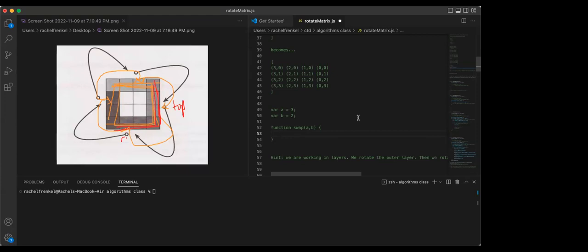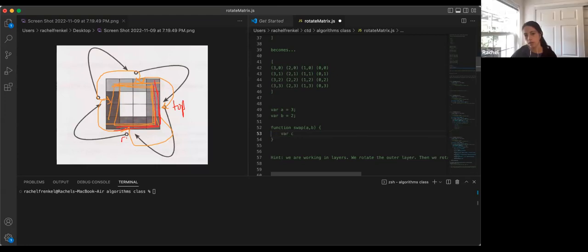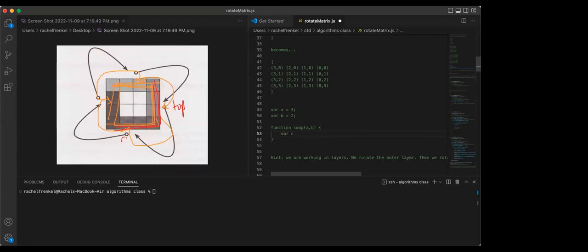We will create a new variable, like C, for example. Okay. Then C equals A, for example. Then we can say B equals A. Then A equals C.